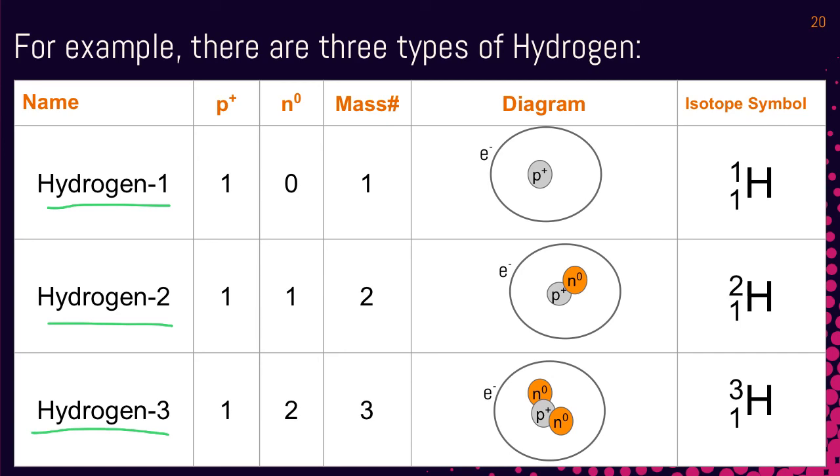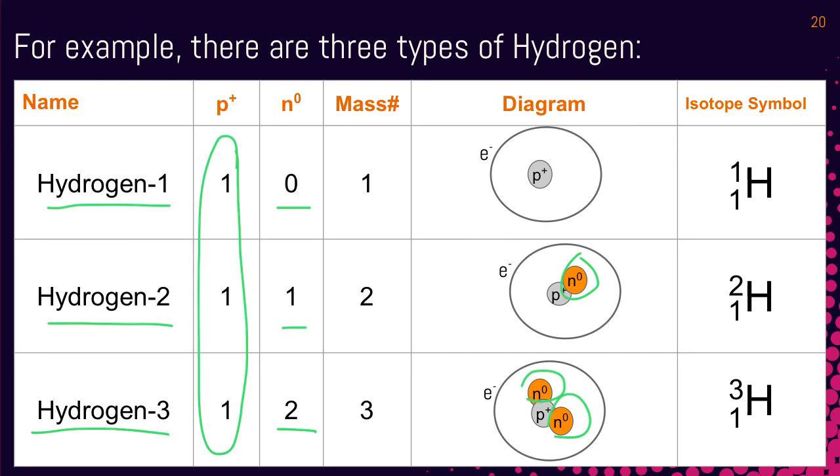All of them are hydrogen, so they all have 1 proton. But they have different numbers of neutrons, so their mass is different. So when we're drawing them out, you can see that as we go down here, we have 1 neutron added and 2 neutrons. And our symbols reflect that. So all of these have their 1 atomic number because it's hydrogen that can't change. But what changes is the mass number at the top. So we have a mass of 1, a mass of 2, or a mass of 3.